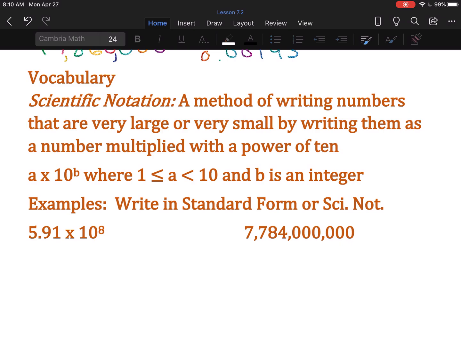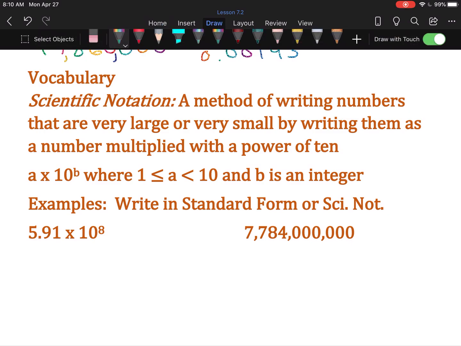Single-digit number, and then you can have as many spots after the decimal point as you need in scientific notation. But you are only permitted to have one number to the left of the decimal point. So the other thing you'll be asked to do in this section is to translate between scientific notation and standard form, which is what your numbers always look like.